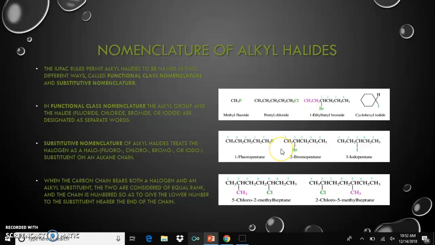Substitutive nomenclature of alkyl halides treats the halogen as a halo substituent on an alkane chain. The carbon chain is numbered in the direction that gives the substituted carbon the lower number. When the carbon chain bears both a halogen and an alkyl substituent, the two are considered of equal rank, and the chain is numbered so as to give the lower number to the substituent nearer the end of the chain.